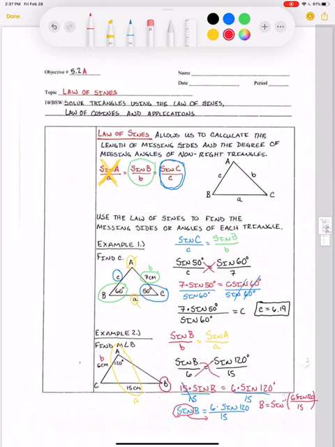And if you plug that into your calculator, which you definitely can do, you're going to end up with 20.267. So B is going to be about 20.3 degrees. And that is how you use the law of sines to find missing sides and angles of non-right triangles.